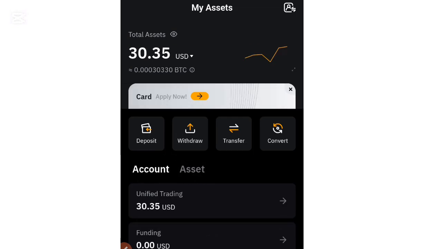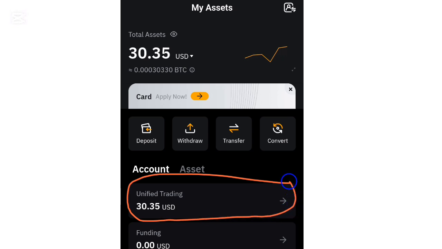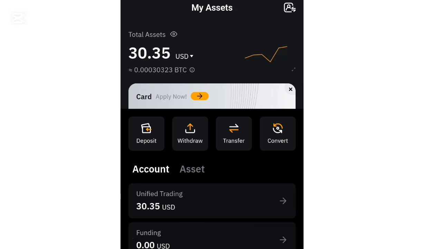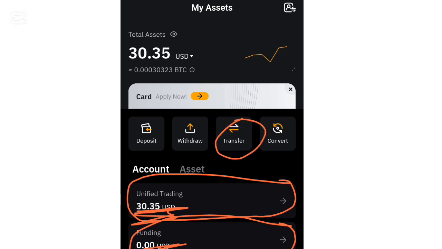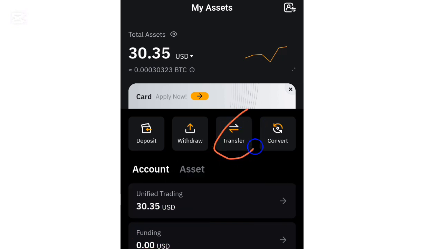Sorry, let me show you what I clicked. So as you came to assets, I clicked on this unified trading. Like I said before, all my money are already in unified trading. But if for instance your money is in funding wallet, you are going to see the amount you are having here, just like I'm seeing the amount I'm having here. So let's assume your money is in funding wallet. What you are going to do is click on this transfer here.